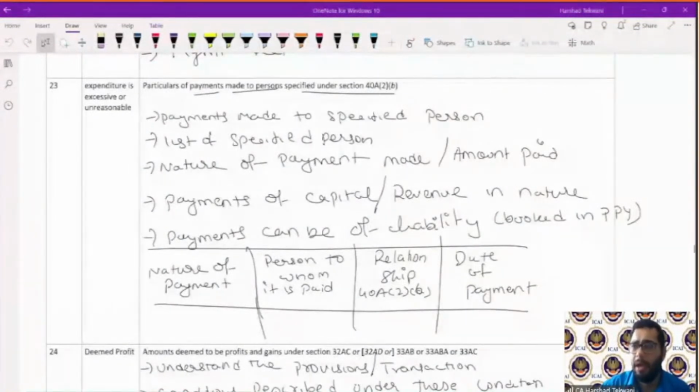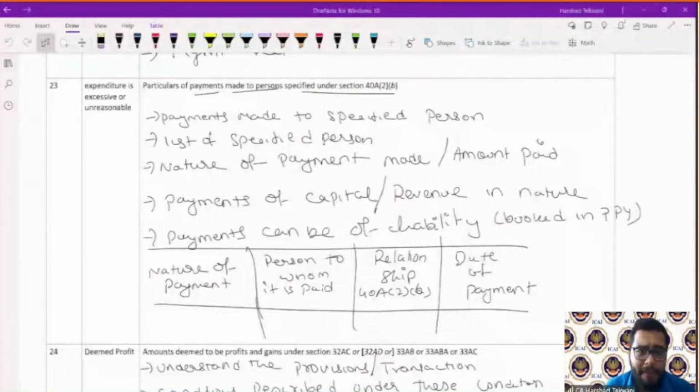it says that the person referred to, in case of an individual, is any relative of the individual or assessee. In case of a company or firm, any director, partner, member, or relative of such director, partner, member, or any individual who has a substantial interest in the business or profession of the assessee. So there is a list provided under section 40A(2)(b).